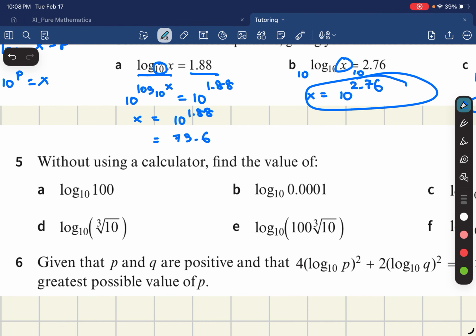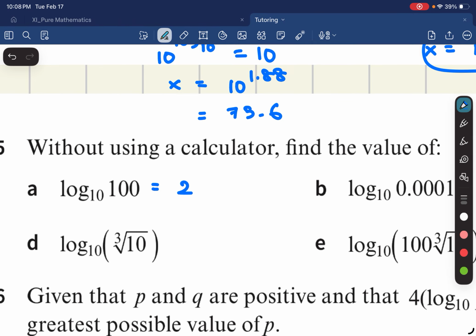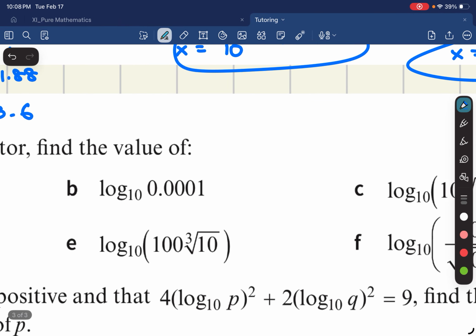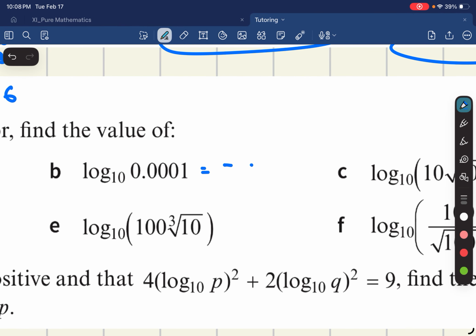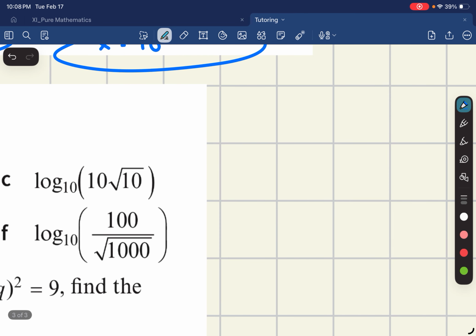Now, without using a calculator, find the value of. These are slightly more interesting questions. So I can immediately see that this is going to be 2 because 10 to the power 2 is 100. And this is going to be negative 4 because this is 10 to the power negative 4, and 10 to the power negative 4 is just going to give you this. If in my haste I make any mistake, please feel free to correct me in the comment section. But again, this is log base 10, and I have 10 to the power 1 times 10 to the power half. I'm going to add the exponents, and if I add the exponents, I get 3 by 2. So overall, your answer is just going to be 3 by 2 or 1.5.